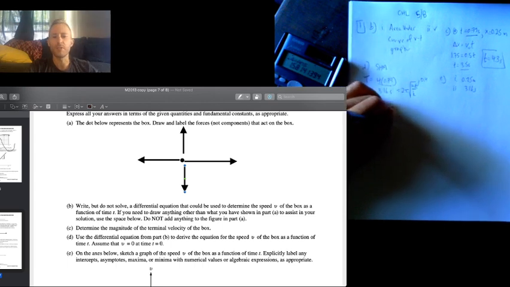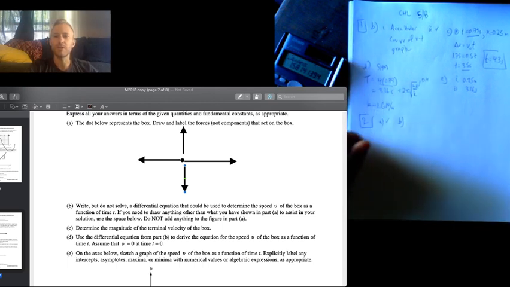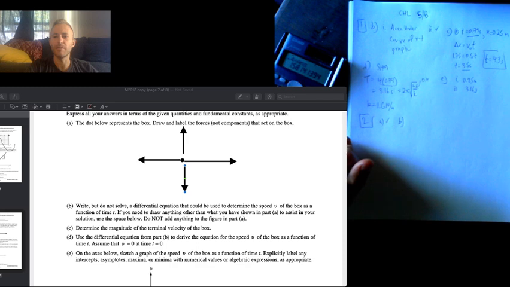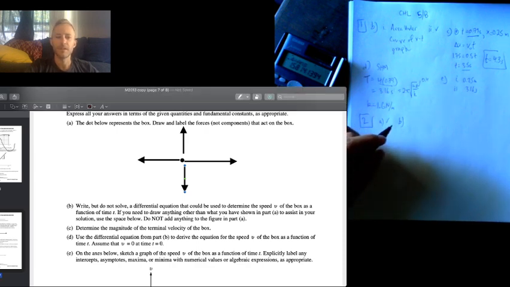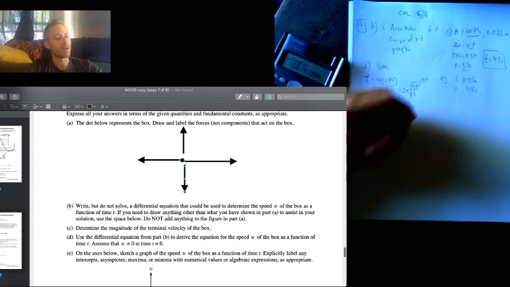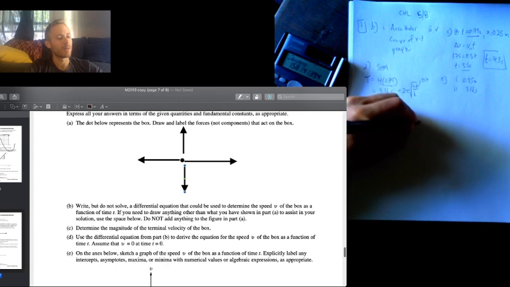B says write but do not solve the differential equation that could be used to determine the speed of the box as a function of time. So we have F equals ma, net force equals ma.